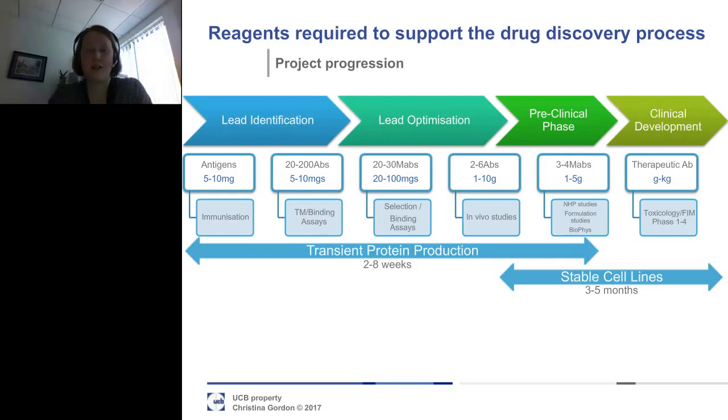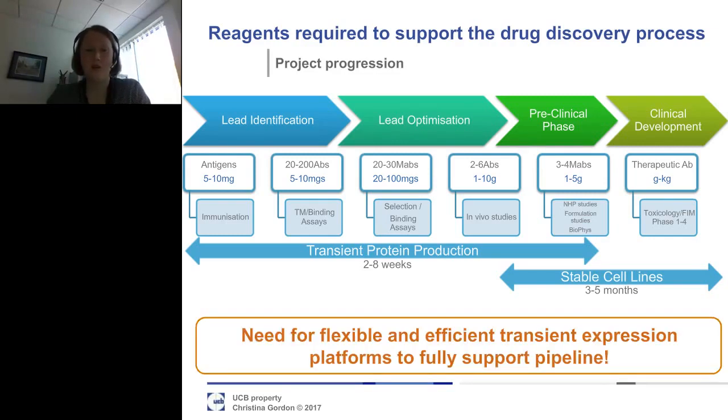We typically would provide these reagents through transient protein production, which takes us about 2 to 8 weeks, through to the preclinical phase, from the DNA to the purified protein. From then onwards, with a slight overlap, it's the stable cell line generation that kicks in, which takes about 3 to 5 months from the DNA to the final purified protein. And all of this really shows that there is a clear need for flexible and efficient transient expression platforms to fully support our pipeline.